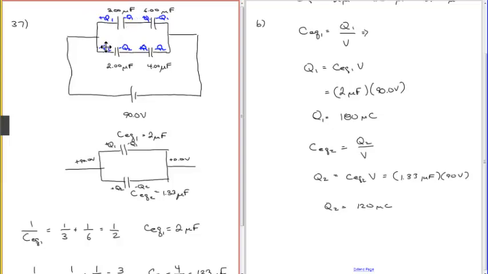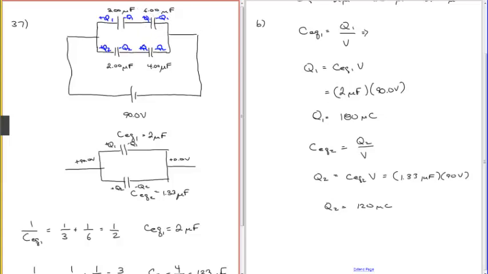We'll have plus 120 microcoulombs, minus 120 microcoulombs, plus 120 microcoulombs, minus 120 microcoulombs. Here we'll have plus 180, minus 180, plus 180, minus 180. So we know the charges on each capacitor now. The final one is what is the voltage drop across each one. So now that we know the charge and we know the individual capacitances, here we use the equivalent capacitance, but now when we break it up further, we use the capacitance of each capacitor.